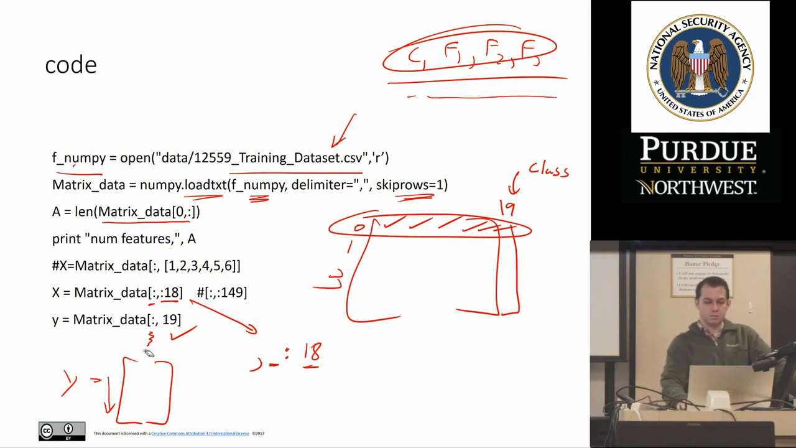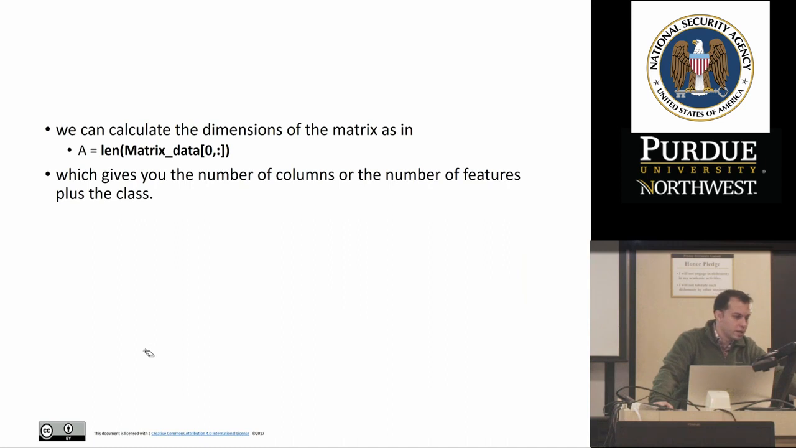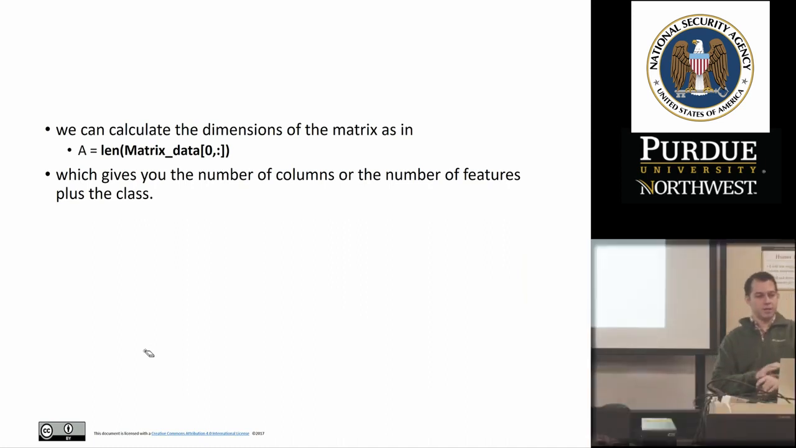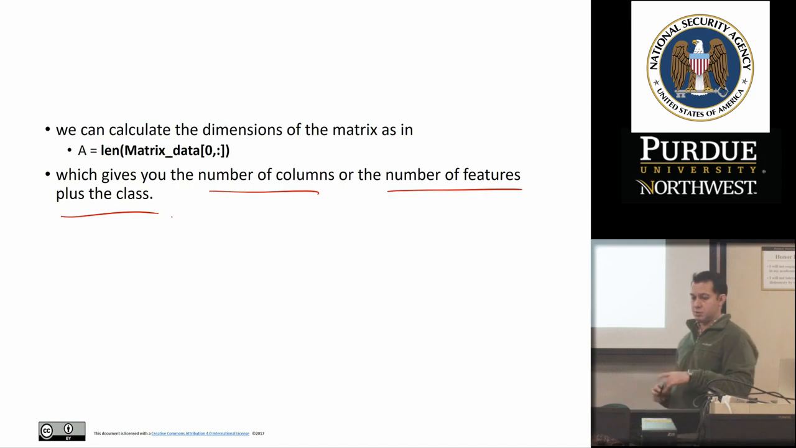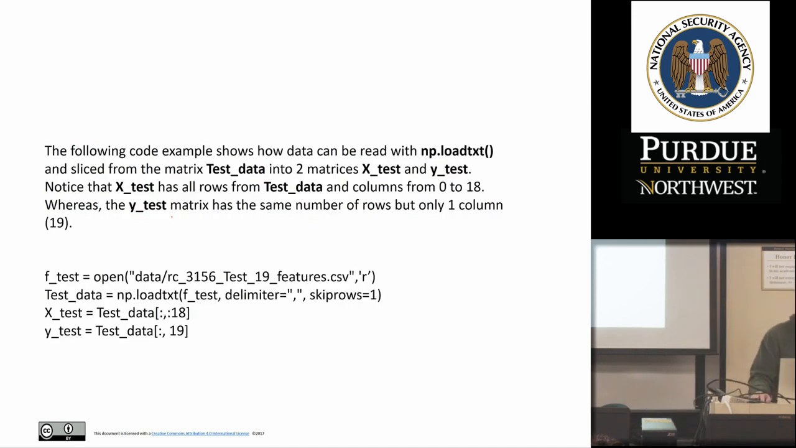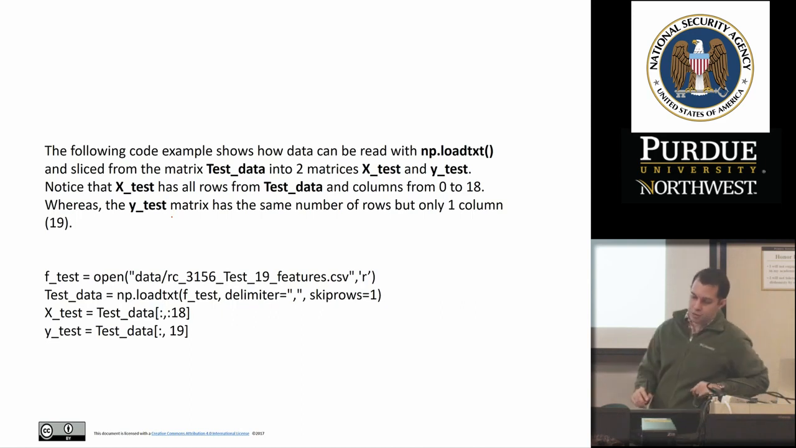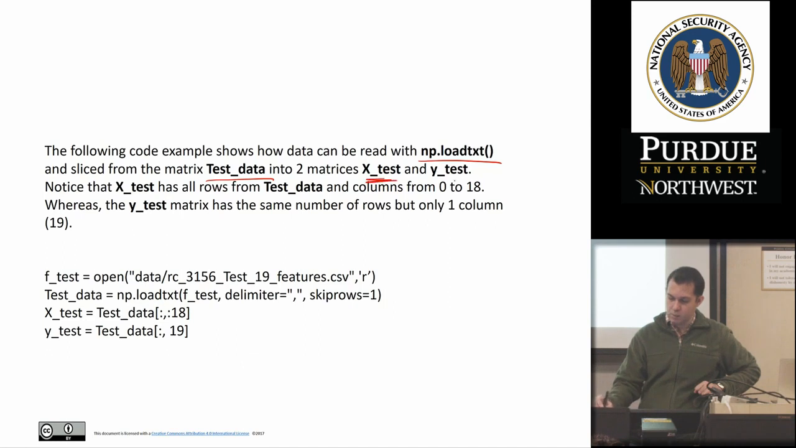All right, so let's keep going. Now we can calculate the dimensions of the matrix, which gives you the number of columns, or the number of features plus the class, which is what I had indicated before. The following code example shows how data can be read with another method called numpy loadtxt and sliced from the matrix test data into two matrices, x-test and y-test.